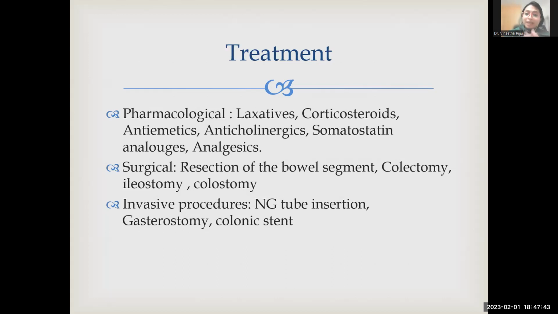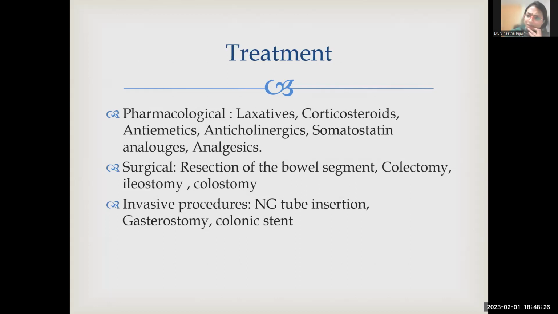Now, surgically, resection of the bowel segment, colectomy, ileostomy, colostomy are all the different ways malignant bowel obstructions are managed. And about NG tube insertion, this is always a topic of debate. When do you put in an NG tube? A patient in palliative care comes to you with a malignant bowel obstruction. Do you put an NG tube or not? Some people even discuss gastrostomy because the patient is not able to eat.